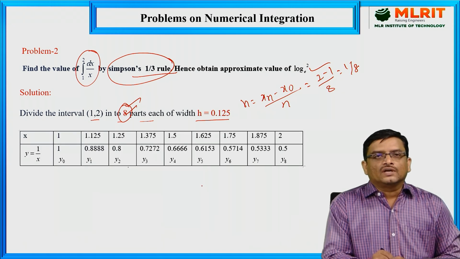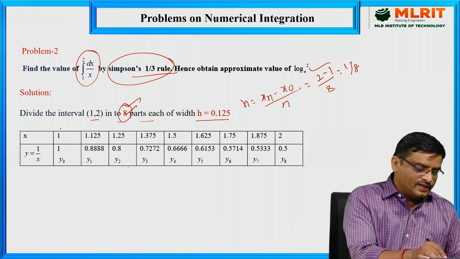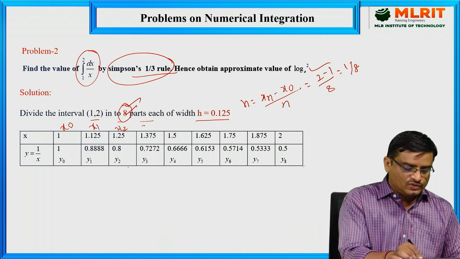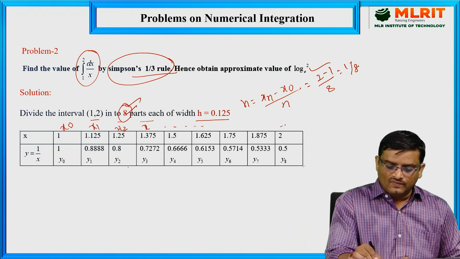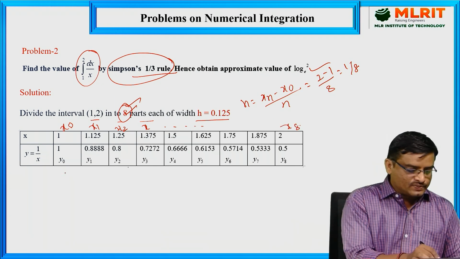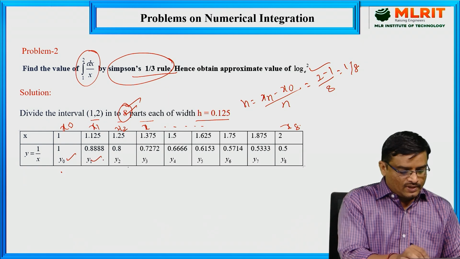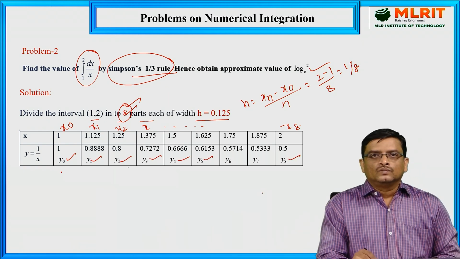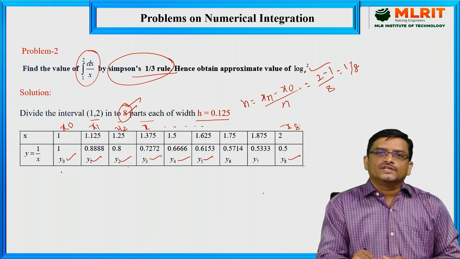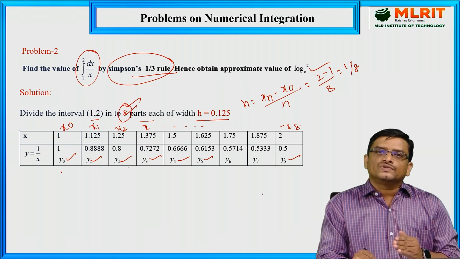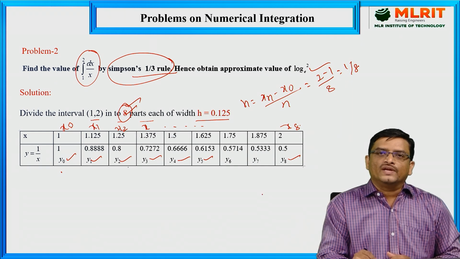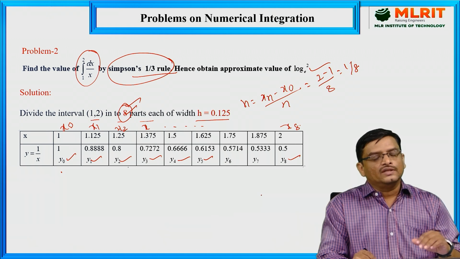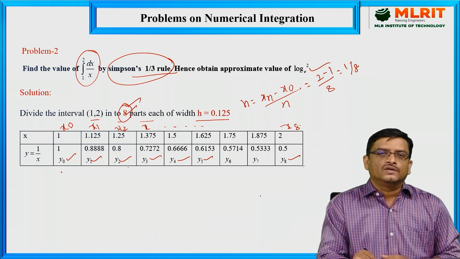So similarly, construct the table. By default the initial value of x is x0, and this is x1, and this is x2. Like this we have to get up to the final value x8, and its corresponding y values y0, y1, y2, y3, y4, y5, and so on up to y8. We have seen how to construct this table in the previous problem. Follow the same procedure and get the values of y0, y1, y2, y3, and so on up to y8. Once you construct this table correctly, then automatically we can get our required solution.